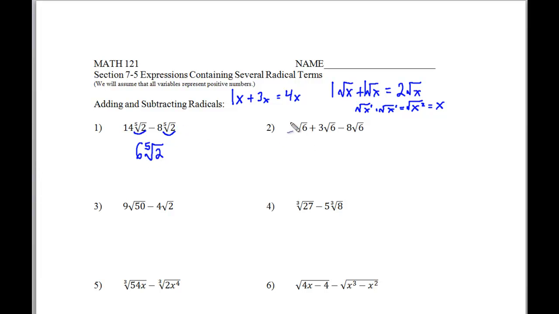Here, kind of the same thing. Imagine all of these square roots of 6's were the same variable, like y, y, y. So therefore 1y plus 3y minus 8y is going to be 4 minus 8, which is negative 4 square roots of 6.